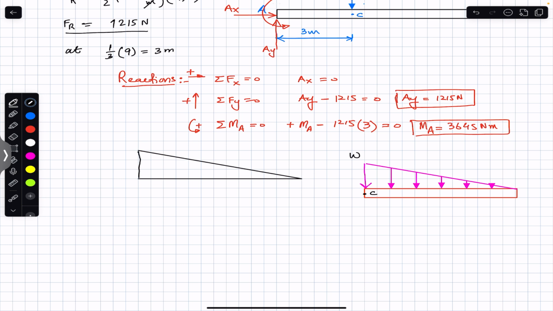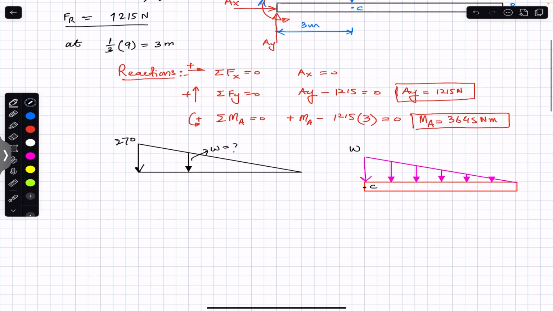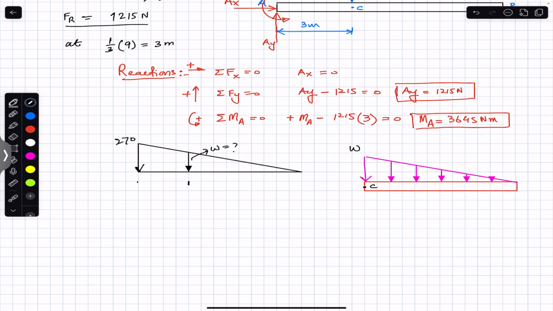So we must consider that this is 270 and somewhere here is that W, right? We want to find this W, and we know that this W is at point C, which is 3 meters from end A, and this end is end B, and this length, we know that this length is 6 meters.